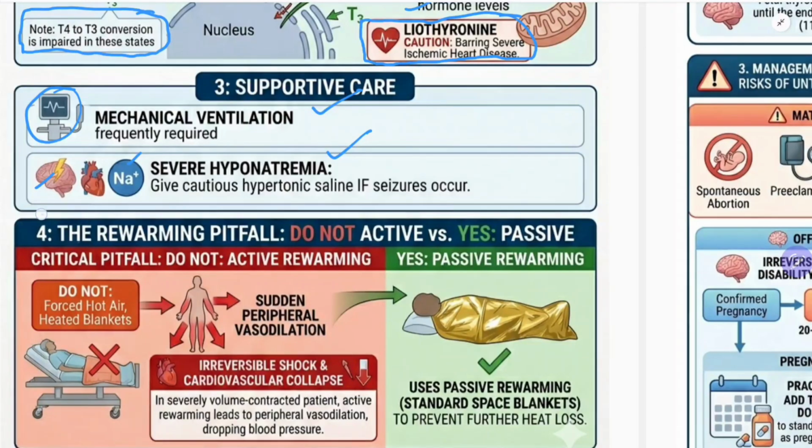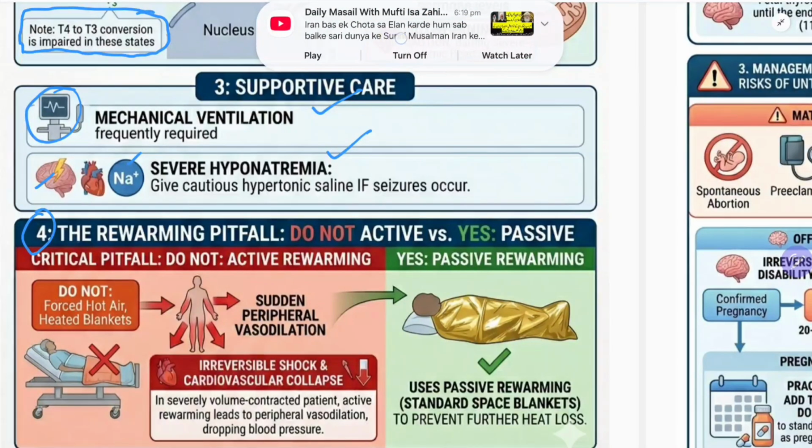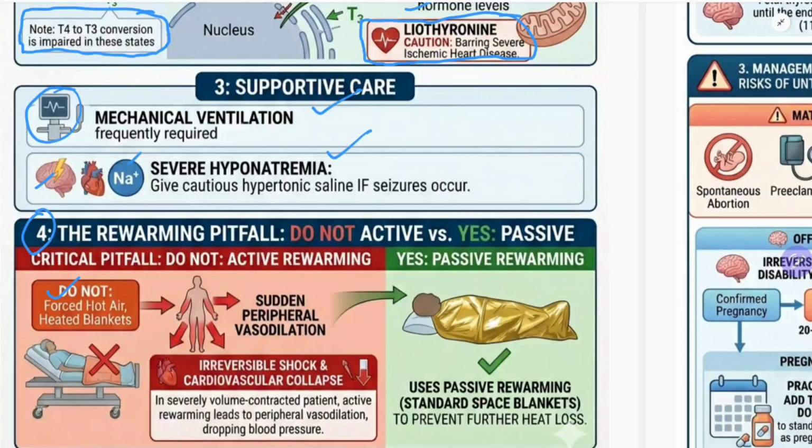Fourth one, the rewarming pitfall, meaning do not give active rewarming to the patient. Why is active rewarming discouraged, like forced hot air or heated blankets? Because cardiac function is already compromised in these patients. If you give active rewarming by forced hot air or heated blankets, there will be sudden peripheral vasodilation, and that will lead to irreversible shock and cardiovascular collapse.